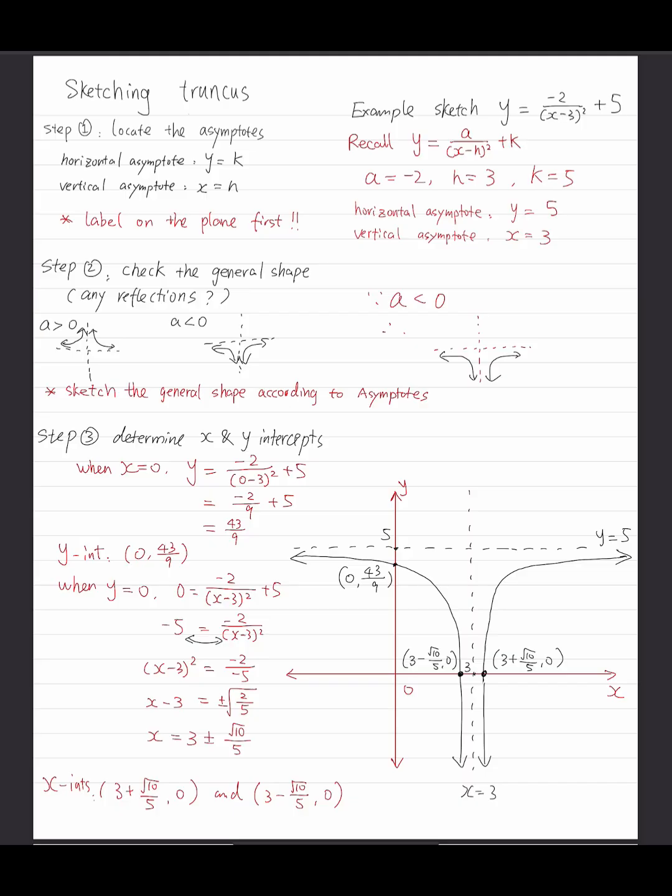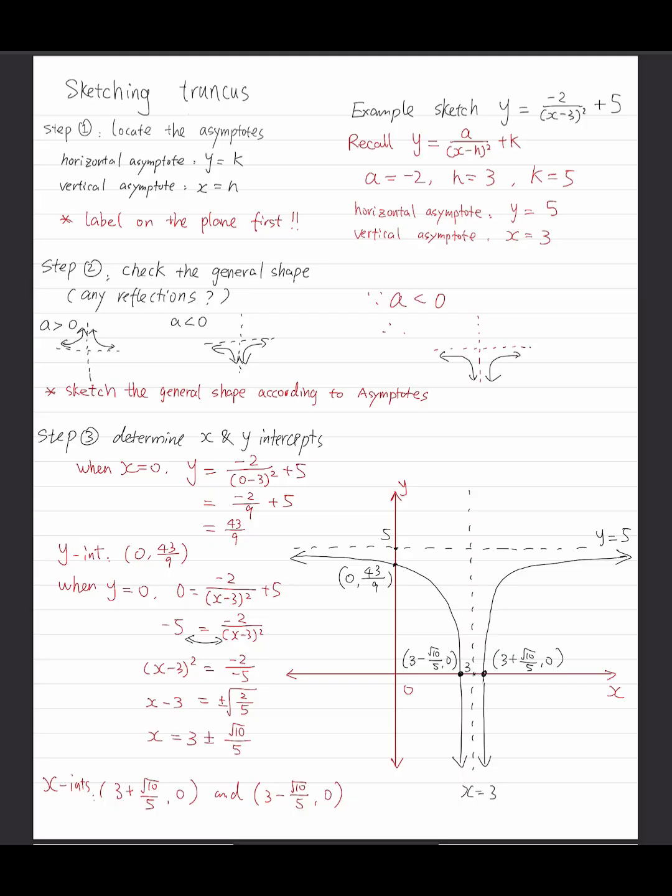Then we get (x minus 3) squared equals negative 2 over negative 5, which is 2 over 5. We take a square root on either side, making sure we put a plus or minus, and we get x minus 3 equals plus or minus root 2 over 5. Here you notice I have rationalized the denominator by multiplying by 5 on both top and bottom, and I take the square root of the denominator. Then I move the negative 3 to the right, so we get 3 plus or minus. So you have two x-intercepts, which are (3 plus root 10 over 5, 0) and (3 minus root 10 over 5, 0).